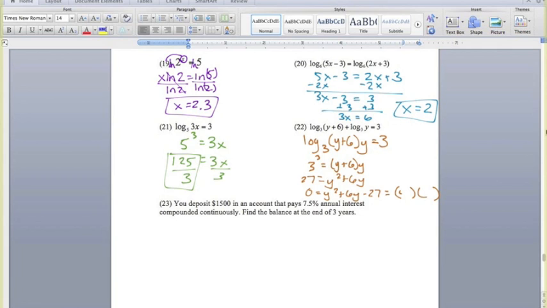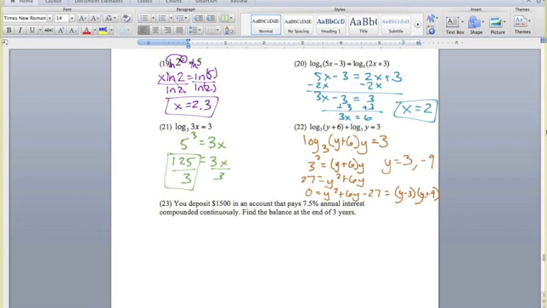To factor this, we want to find two numbers that multiply to make negative 27, that add to make positive 6. So what would those be? Negative 3 and positive 9. Multiply to make negative 27 and add to make positive 6. So the solutions are then positive 3 and negative 9. The opposites of the factors are our solutions.